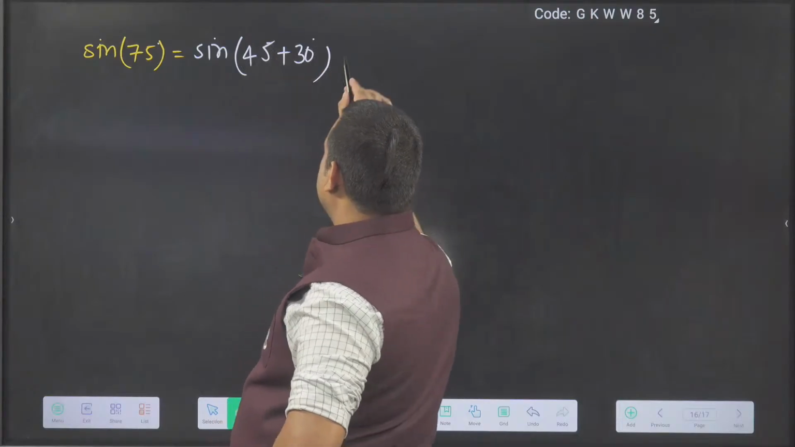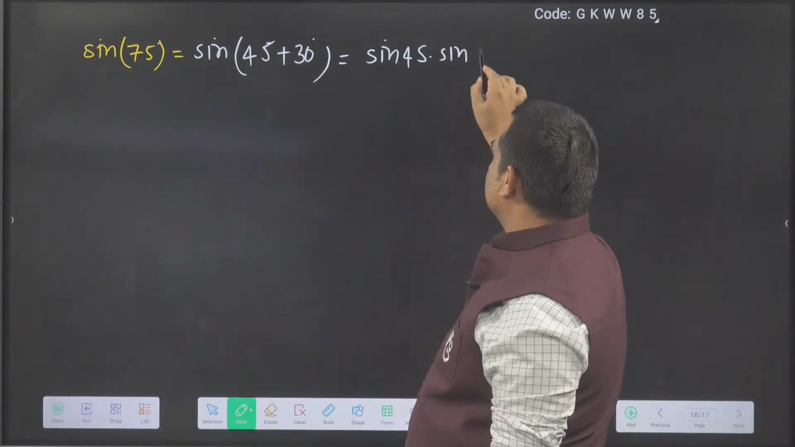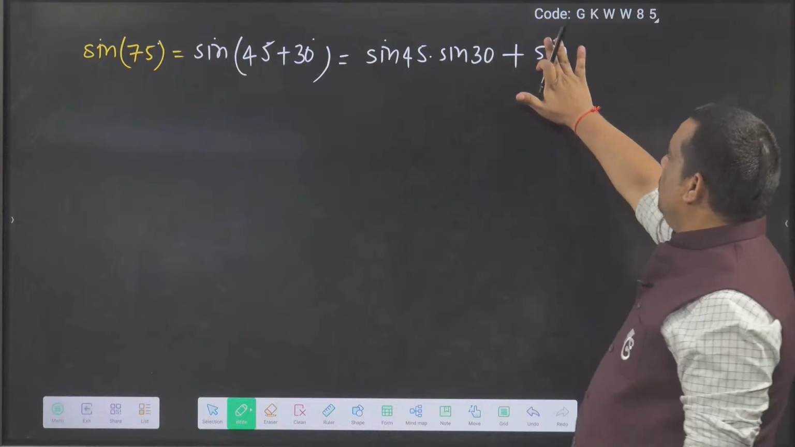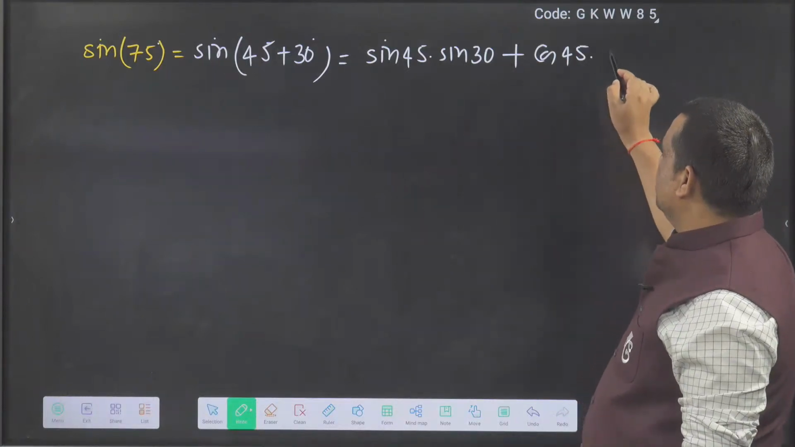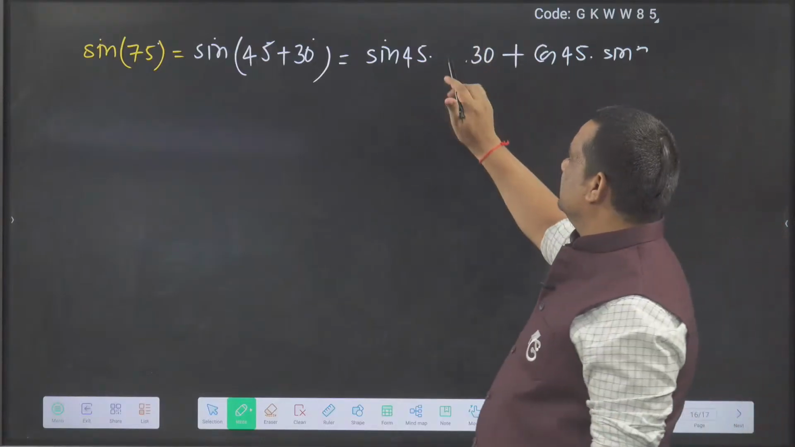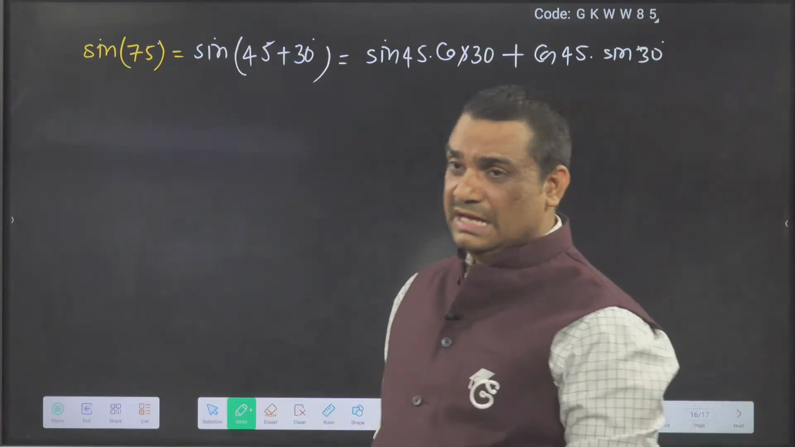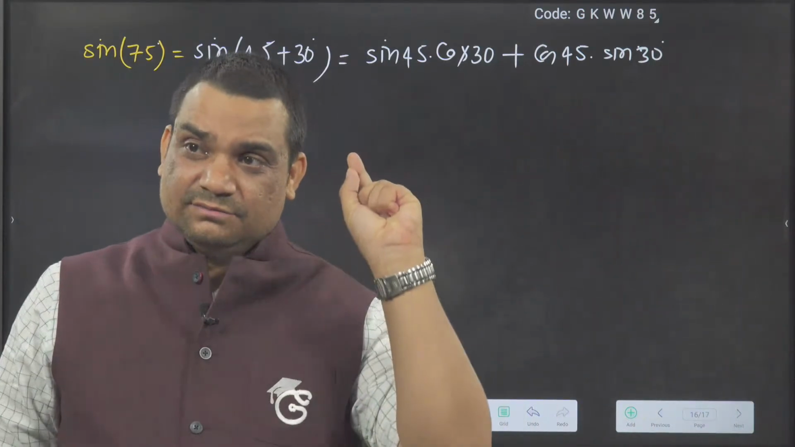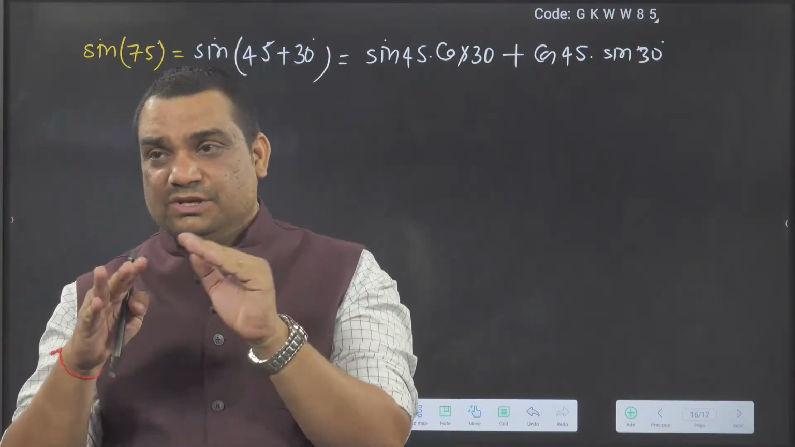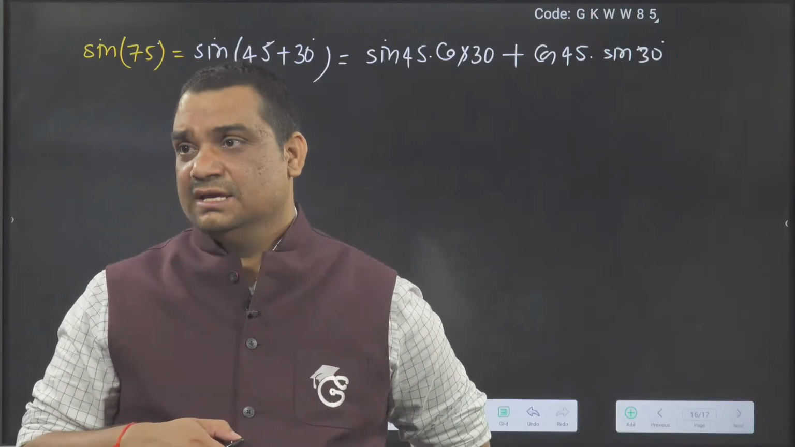So sine 45 plus 30, you can write as sine 45 into cos 30 plus cos 45 into sine 30. 75 is given as 45 plus 30. In those combinations, you have to choose the one in which both are known to you. So sine A cos B plus cos A sine B.